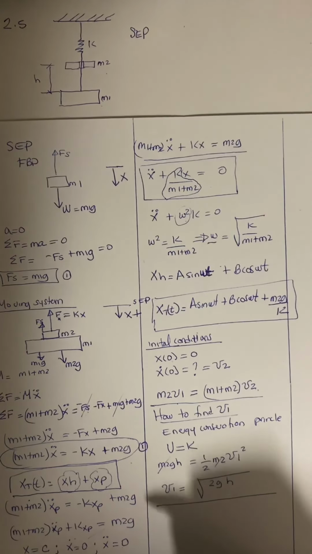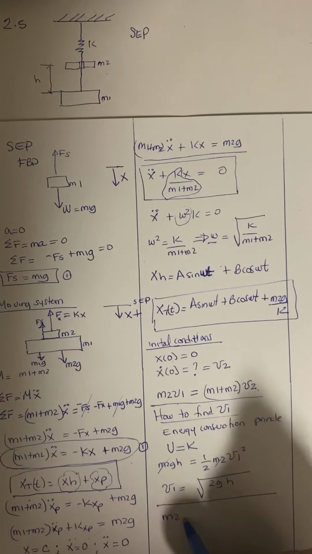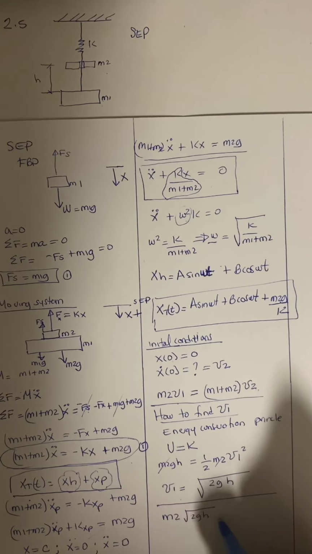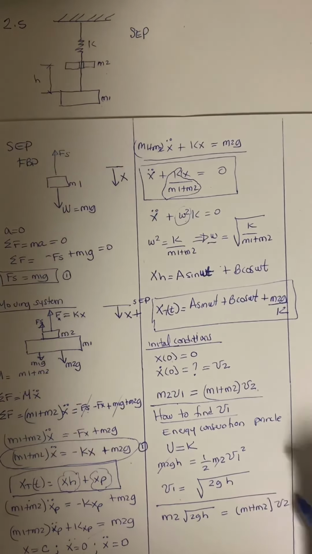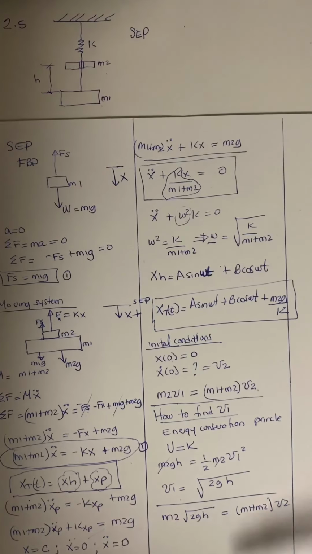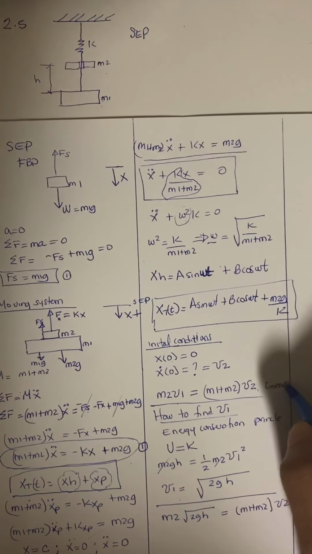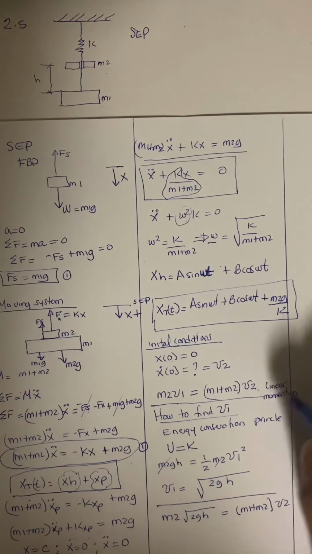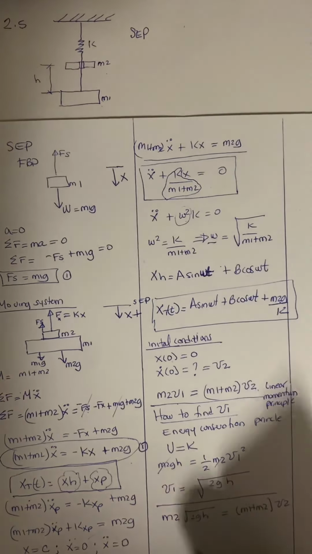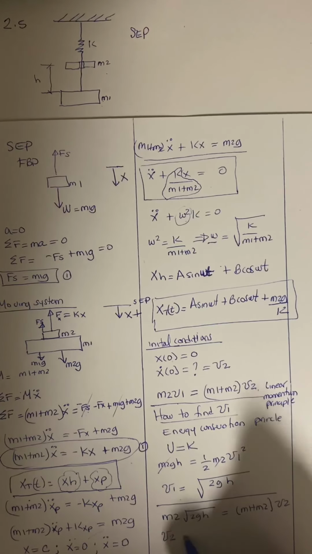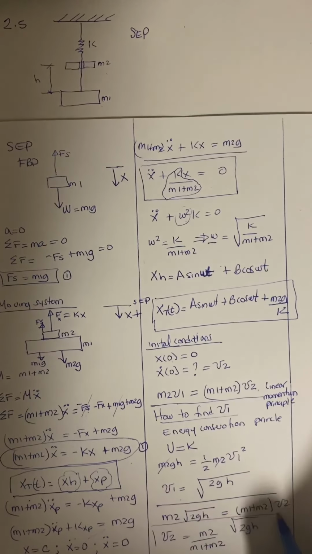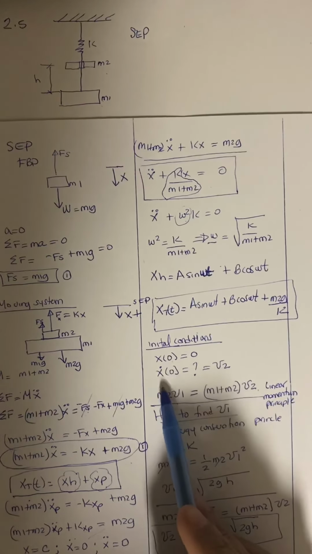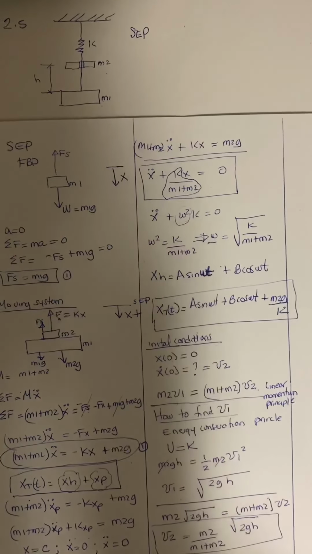So let's do that. Now, m2 square root of 2gh is equal to (m1 plus m2) v2. That is coming from this equation, the linear momentum principle. Now we can get that v2 is equal to m2 over (m1 plus m2) multiplied by the square root of 2gh, and this is our initial velocity, so we can use it to apply initial conditions.